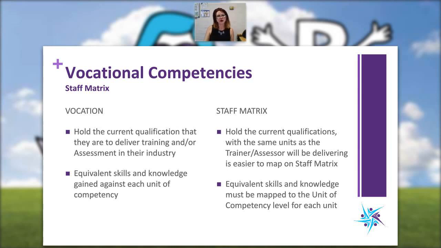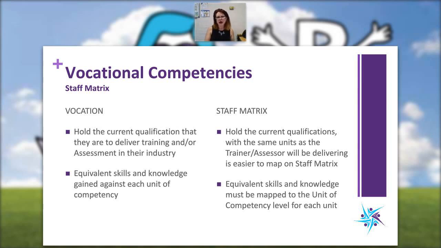Okay, so 1.13 to 1.16 actually goes through vocational competencies. So this relates to your staff matrix and what needs to be on your staff matrix for trainers and assessors. Now, the staff matrix should be completed by your trainer and assessor as part of the recruitment process. So when you recruit a new trainer assessor, they should complete a staff matrix as part of that recruitment process.